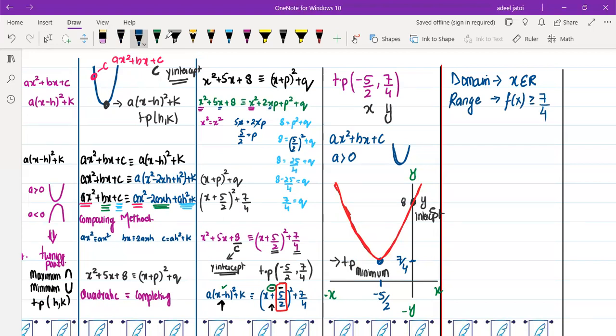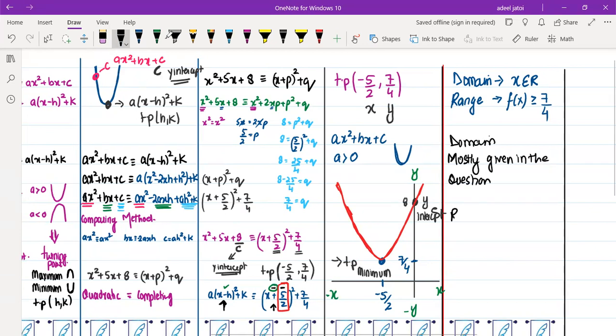So in the question, the domain, which is the value of x, is mostly given in the question, right? Whereas the range is to be found out.